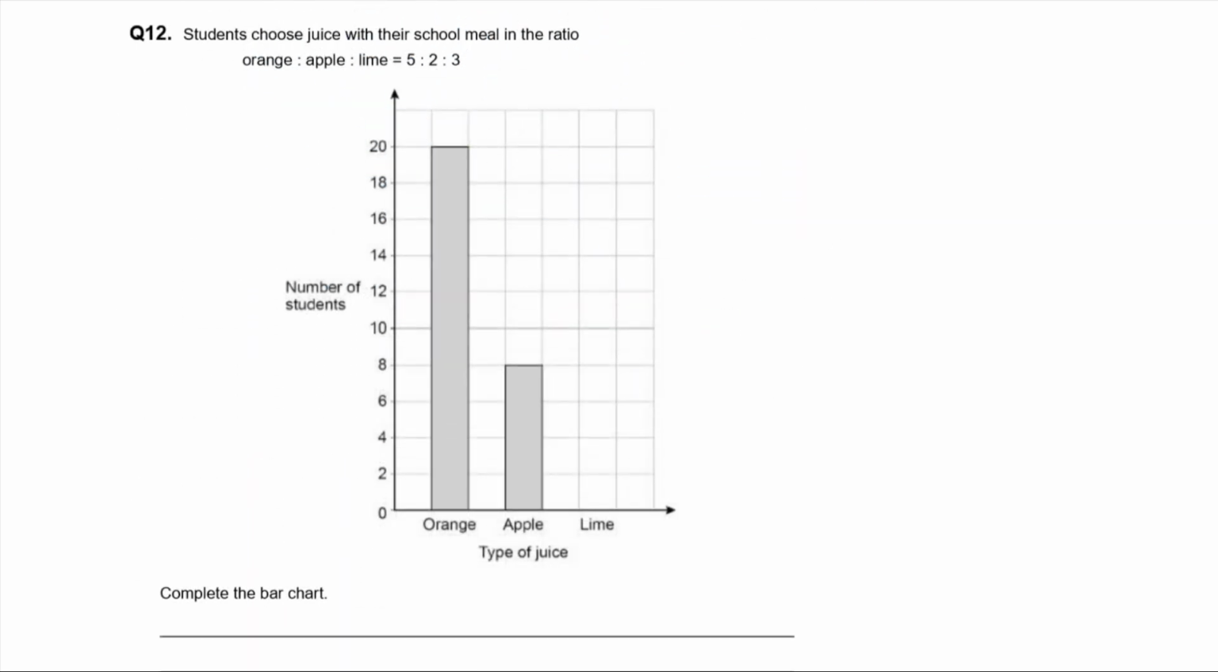Let's move on. Question 12. Students choose juice with their school meal in the ratio of orange to apple to lime in the ratio of 5 to 2 to 3. Complete the bar chart. Well, if you have a look at our bar chart, the orange juice is 20 and the apple juice is 8. So if you have a look at the ratio of 5 to 2 to 3 for orange, apple and lime, then in actual fact we've got 20 to 8 to something, and so the actual numbers are the ratio we've been given multiplied up by a factor of 4, isn't it?